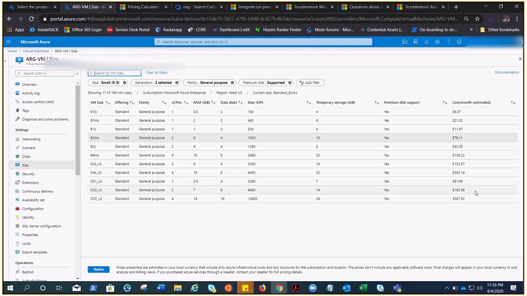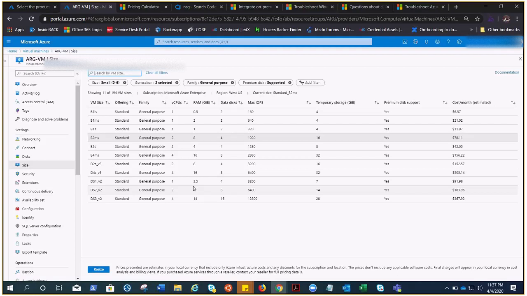So find the exact, correct sizing for your workload. Don't just go with 2 CPU or 8 RAM or data disks. You need to check the IOPS, check whether you need that kind of IOPS or not, whether you need only the four data disks. Do you actually need the 4 data disks? Do you actually need the 8 RAM?